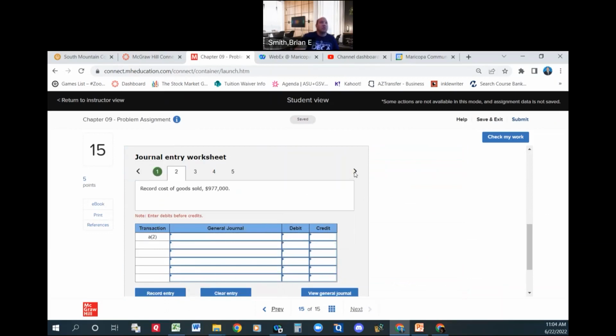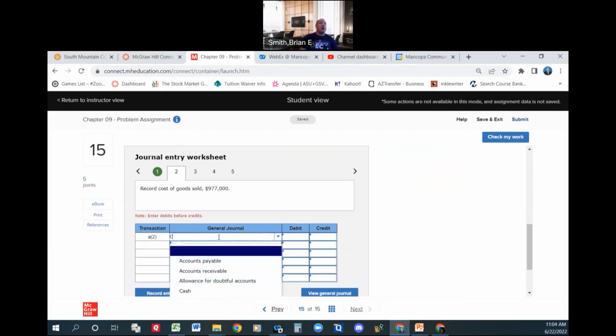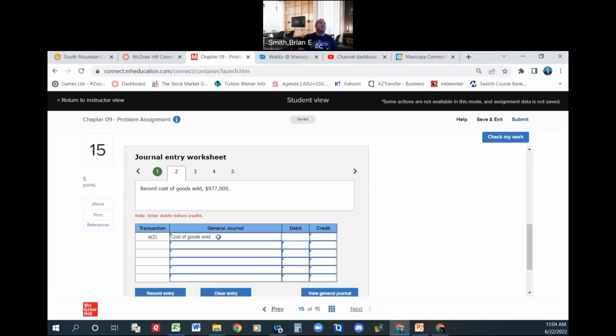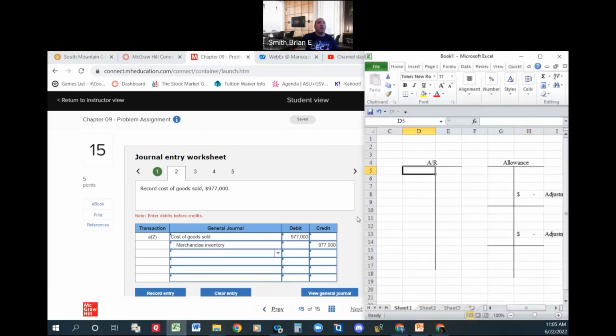The next journal entry is going to be on the same date, dealing with the cost of goods sold. Cost of goods sold, it's going to be $977,000. We're going to credit our inventory, merchandise inventory, for the amount that it says. What we want to do is come over here now, and we want to track our accounts receivable for $1,345,200.